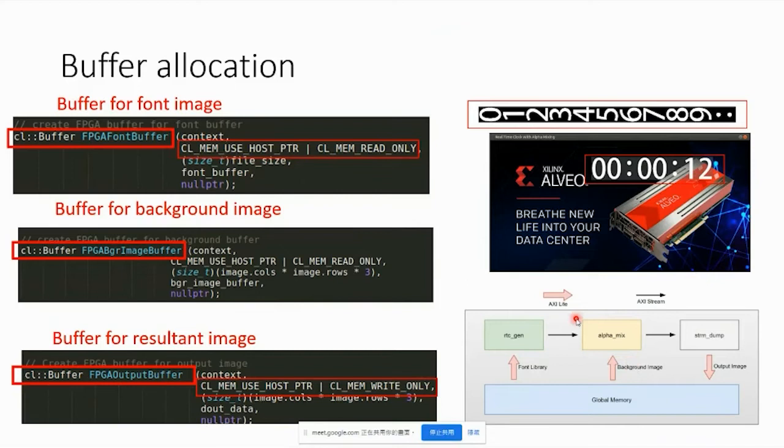So the buffer is used to transfer, for example, the font library. The font library looks like this, a sequence of images of numbers, and the background image, for example, in here we see a card, and the output image also needs a buffer.